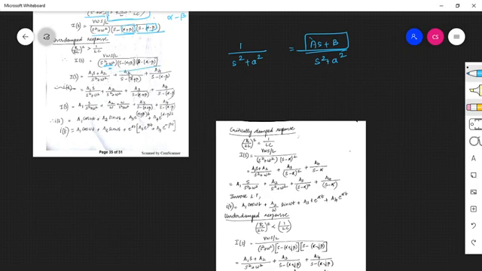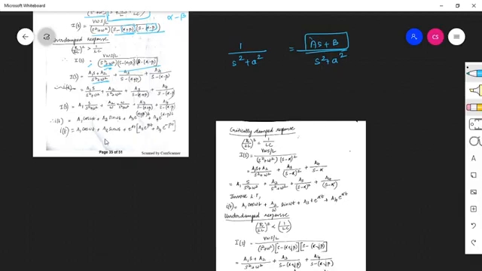The next two, it is as usual, a3. Already we have used a1 and a2. So it is a3 by s minus alpha plus beta, plus a4 by s minus alpha minus beta. So we can split this into two roots. It is a1 s by s square plus omega square plus a2 by s square plus omega square. And the third root is a3 by s minus alpha plus beta plus a4 by s minus alpha minus beta.